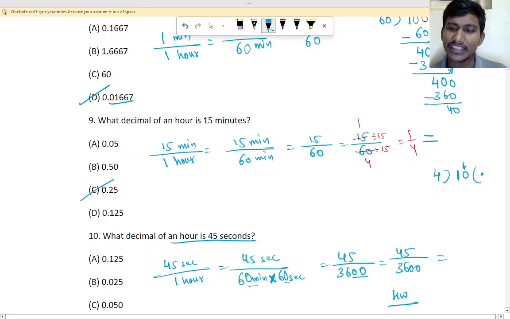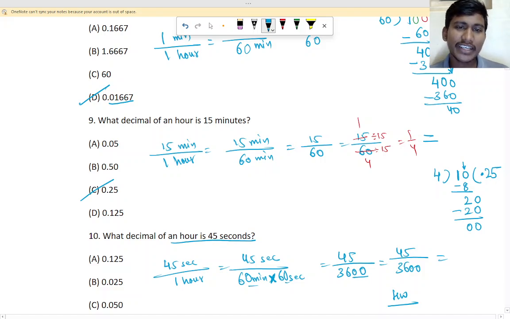So it will be 10. So 4 how many is? 4 2s are 8. If you minus 8, how much will be remaining? 2. The point is already there, so what can we take? We can take 20. 4 5s are 20. So the answer will be 0.25. 0.25 is the answer.